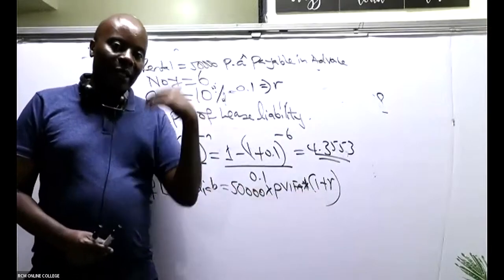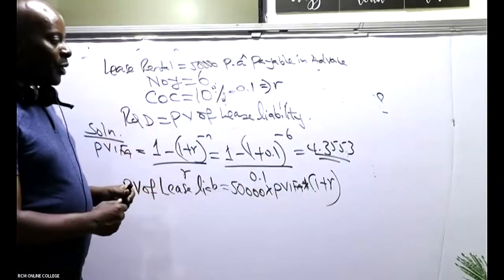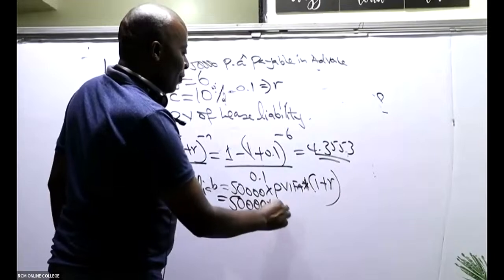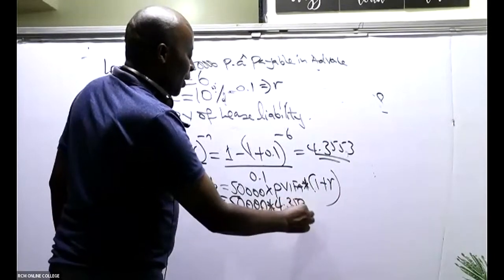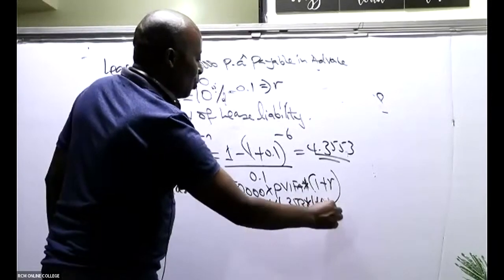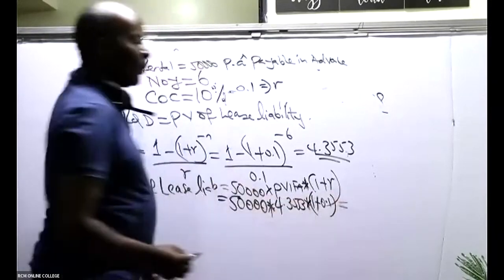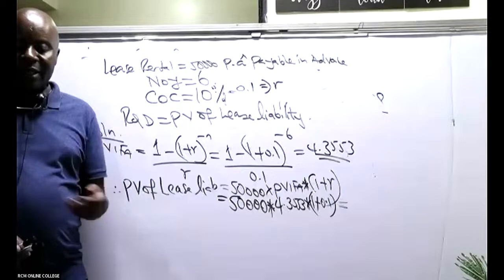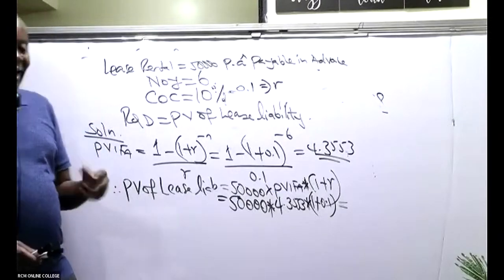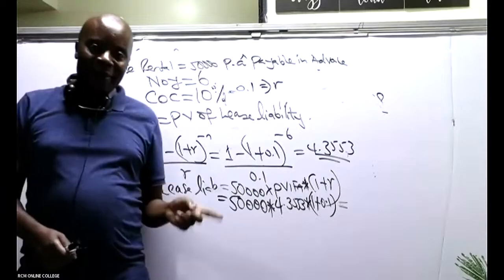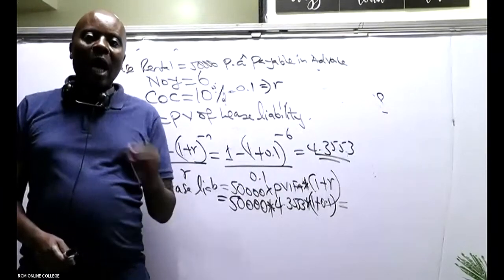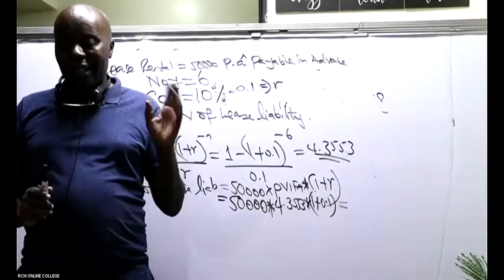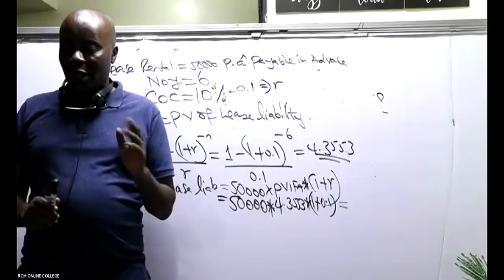Take care of that term which comes upfront. So then this one will be 50,000 times our PV factor of 4.3553 times 1 plus 0.1. So that 1 plus R stands for the advance payments. If you look at your past papers, the FAR and the AFR past papers, you'll be able to see what I'm talking about. The examiner wants to twist you in these lease questions, they'll always put that concept: this is paid in advance.